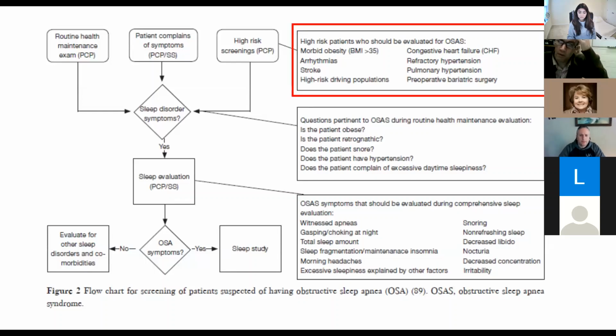But one group I think that we kind of forget and really needs to be considered are these high-risk patients, the very morbidly obese patients. I mentioned folks with arrhythmias and strokes, but again, congestive heart failure, folks with refractory hypertension. In our pulmonary hypertension clinic, all of these patients get screened for obstructive sleep apnea. And I'll show you some data. We probably need to put advanced COPD on this list, as well.